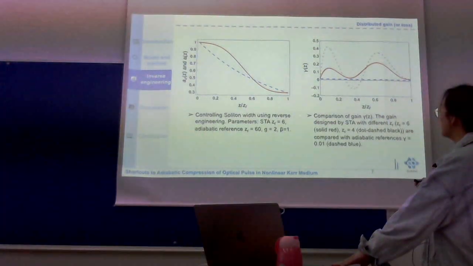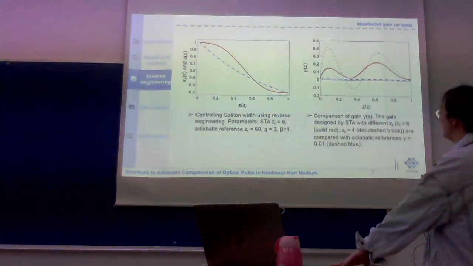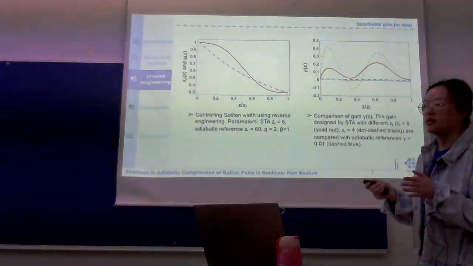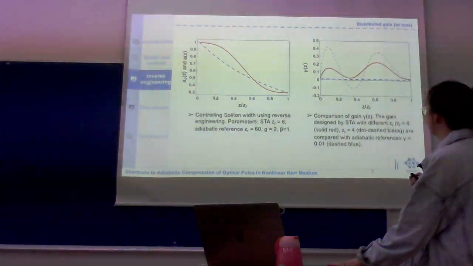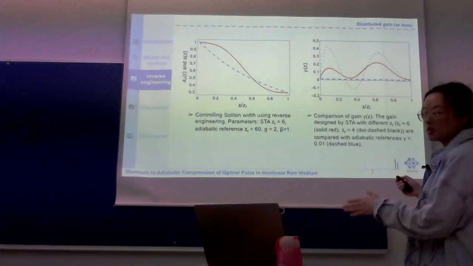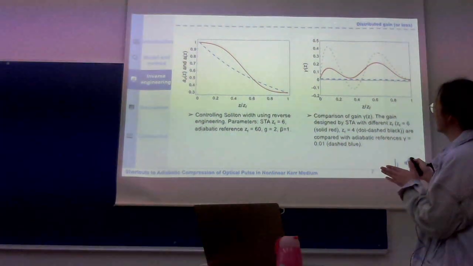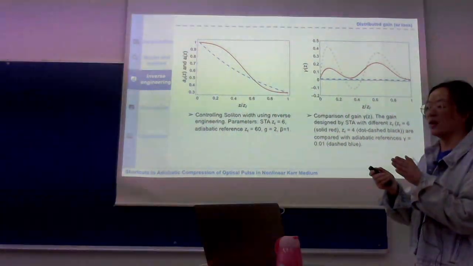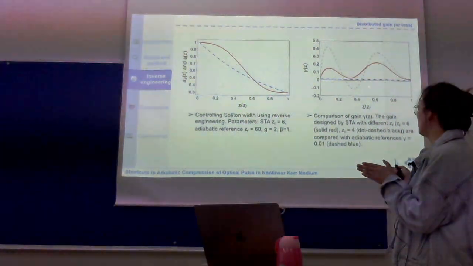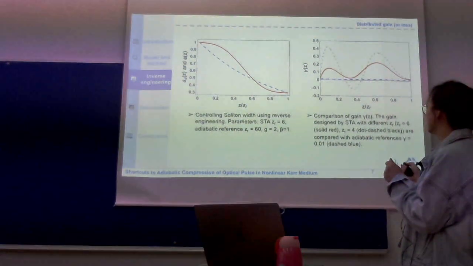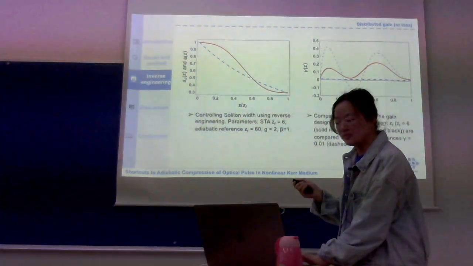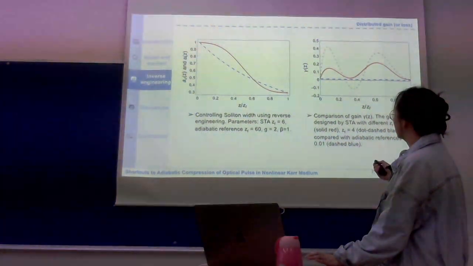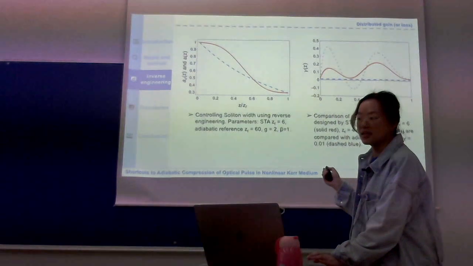And then we can redesign the gamma with different distance. The gamma will have a different trajectory. And if the distance is smaller, then we can find the gamma has a small range. The gain becomes the loss. It's smaller than 0. And for the adiabatic and the STA cases, they all have the same initial and final state.